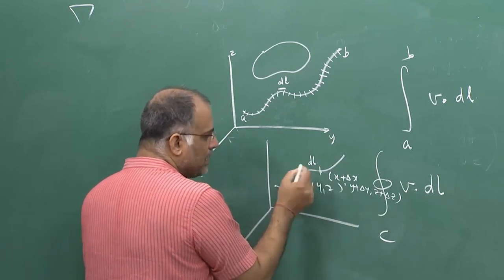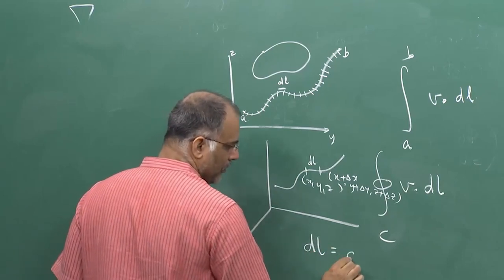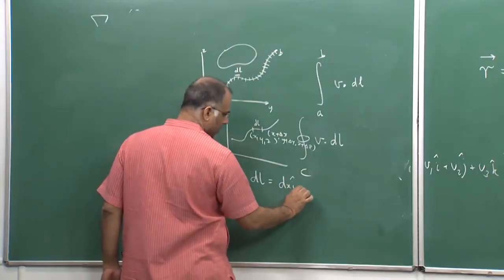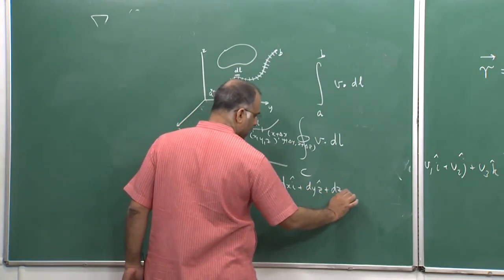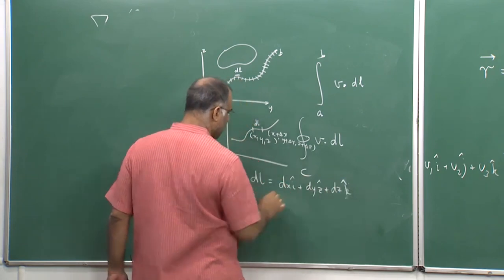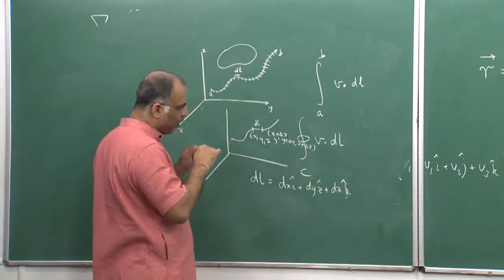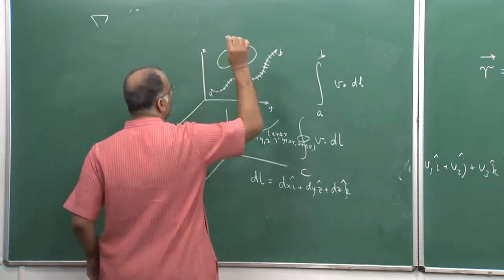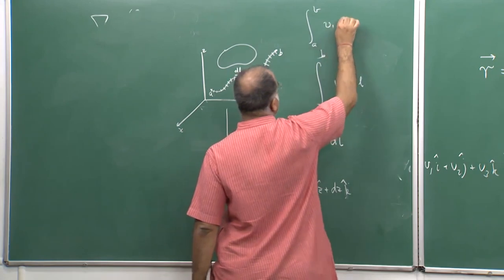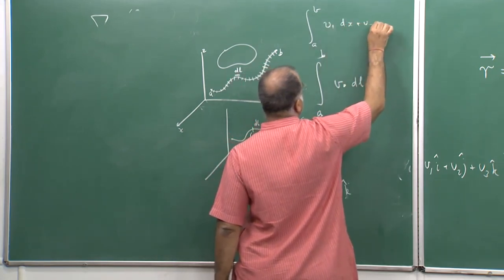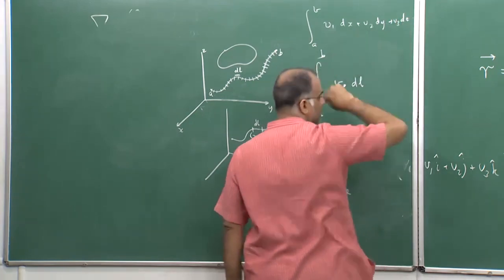So, what does dl consist of then? dl actually is dx of i vector, dy of j vector, dz of k vector, and v dot dl is exactly v1 dx plus v2 dy plus v3 dz. That is exactly it.